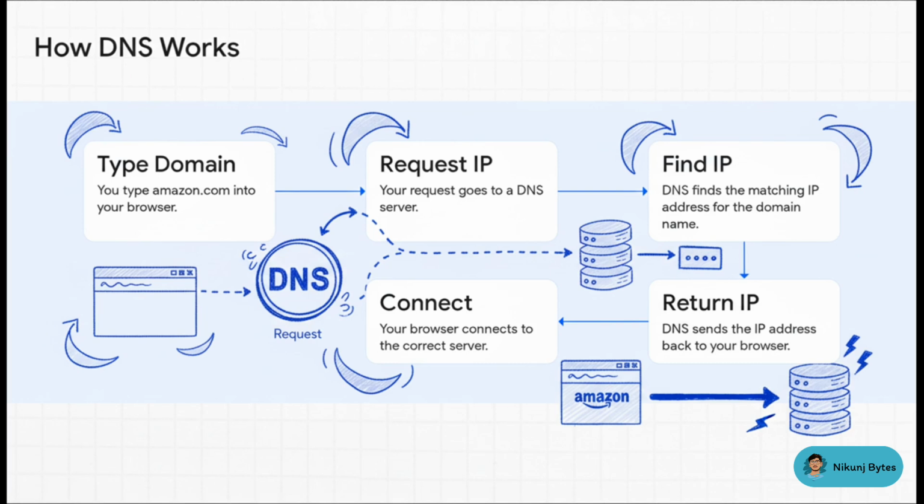So, here's what happens in that split second. Before your browser even tries to talk to Amazon's server, it makes a super quick call to a DNS server first. It basically asks, hey, where do I find Amazon.com? The DNS server looks it up and replies with the correct IP address. And then, and only then, does your browser know exactly where to go. This whole thing happens in milliseconds, every single time you go to a website.